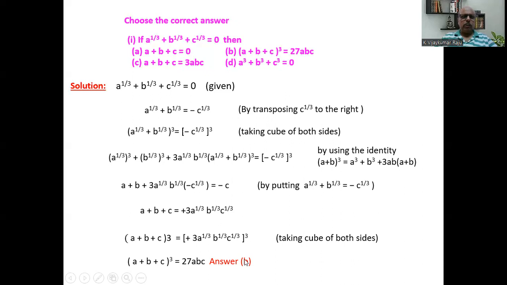So this is your answer, option B. This is your answer. So if the sum of the cube roots of 3 numbers, that is cube root of a plus cube root of b plus cube root of c is 0, then (a plus b plus c) cube is equal to 27abc. Clear? That is your answer.